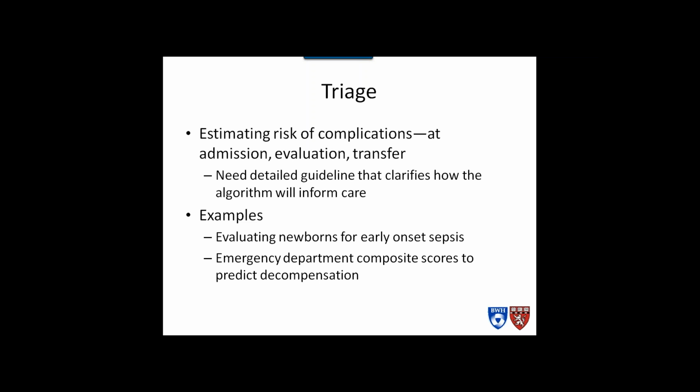A couple of specific examples are evaluating newborns for early onset sepsis, and using emergency department composite scores to predict decompensation. Gabrielle Escobar, who's out at Kaiser, has done some very nice work showing that in both these instances, if people use algorithms, you can do much better at figuring out what care they need.